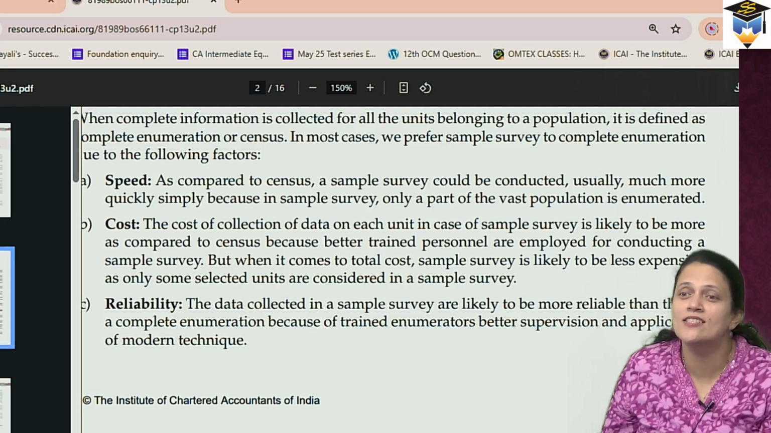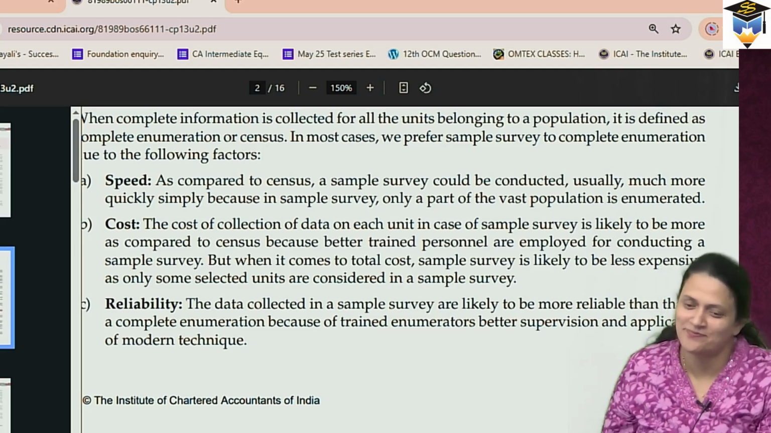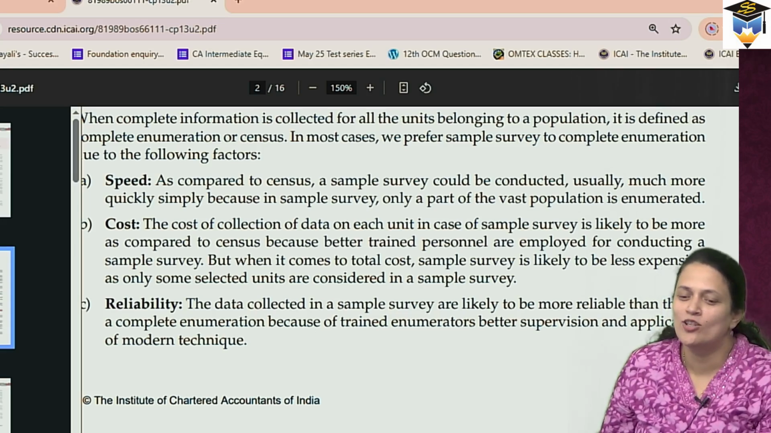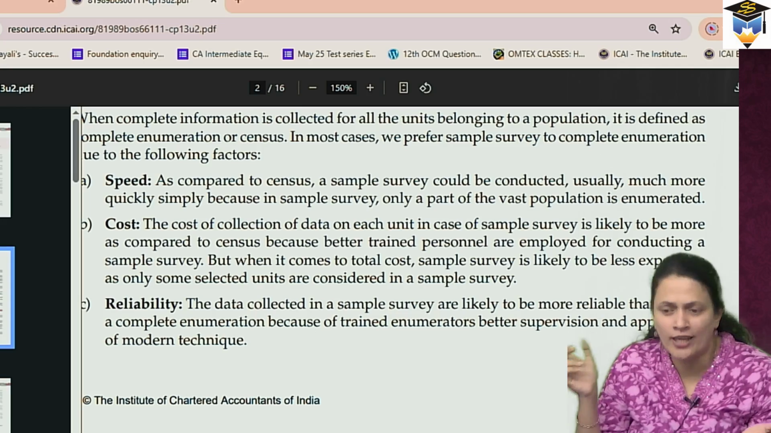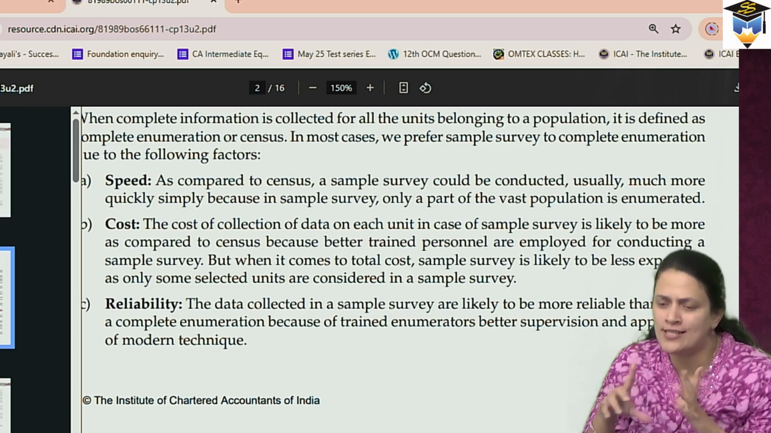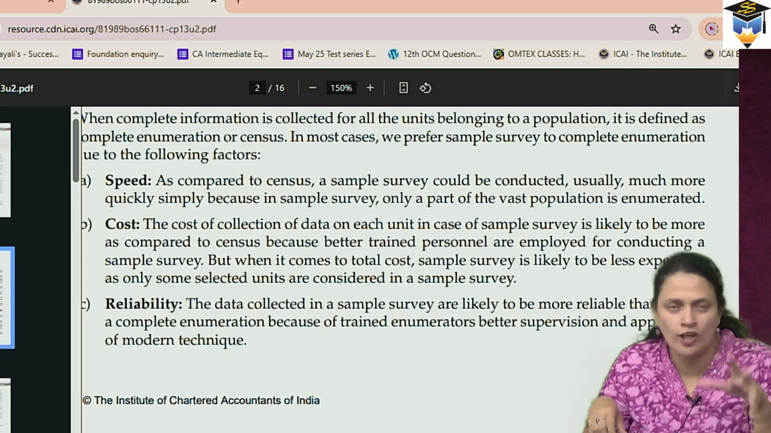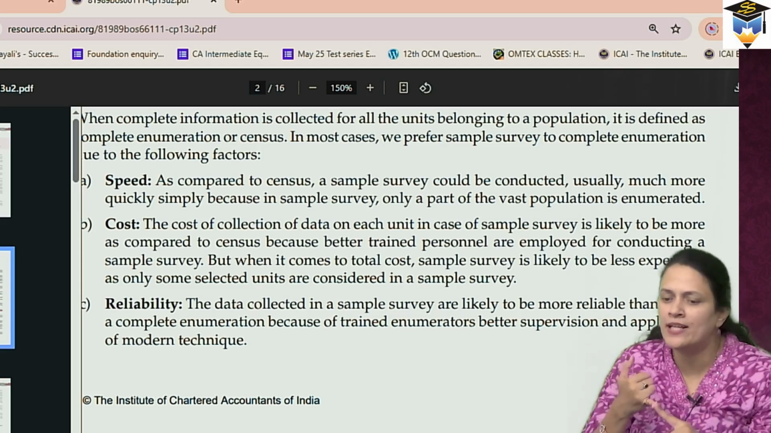What is census? Count of people. Jana Ganana, correct. Okay. So, generally sampling is done for population only. It is defined as a complete enumeration or census. If we prefer the sample survey to complete enumeration, following are the factors which are important.